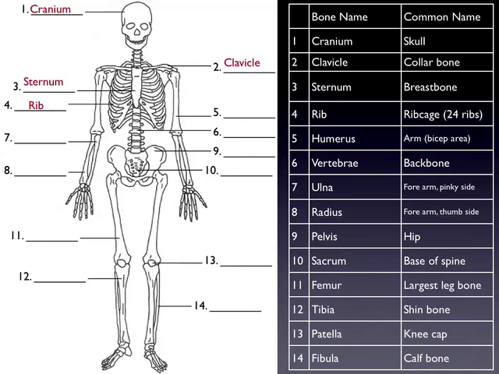And then in the arms, we have your upper arm. The top part of your arm is a single thick bone here. It's called the humerus.